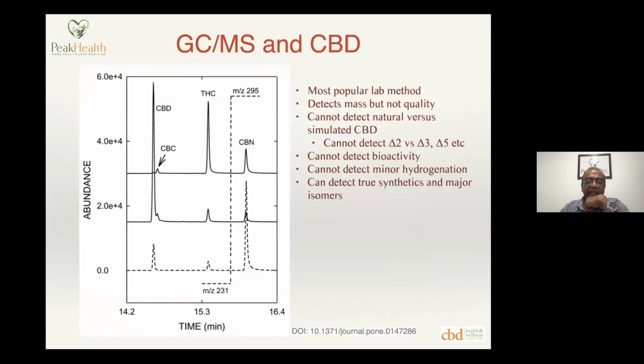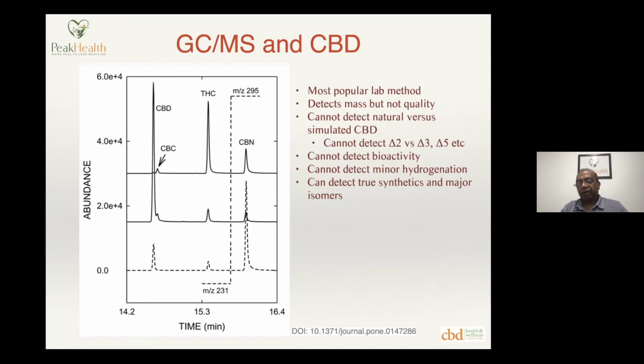I think I made this point before. All our analysis that is done out there is GC mass spec, and I've quoted the science. This is not a paper written by us, but by somebody else. But it's a well-known fact that the minor isomerisms and the minor changes in CBD cannot be detected, and even some of the synthetic CBDs cannot be detected by GC mass spec. They'll show a peak in the same spot as pure regular THC.